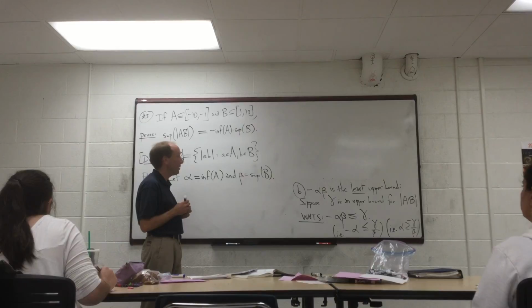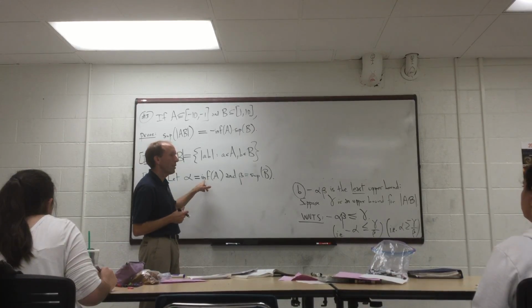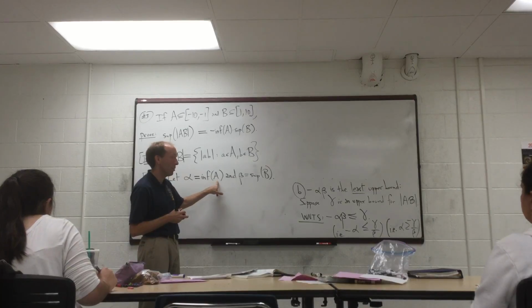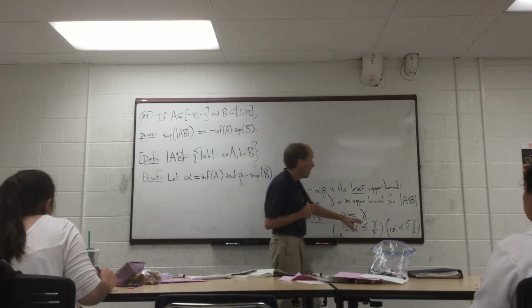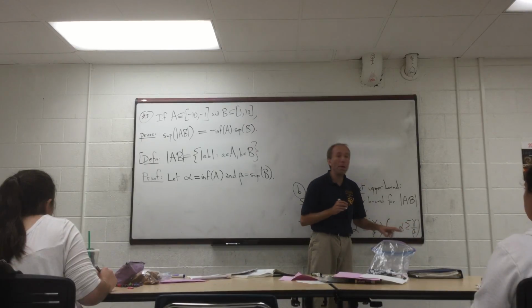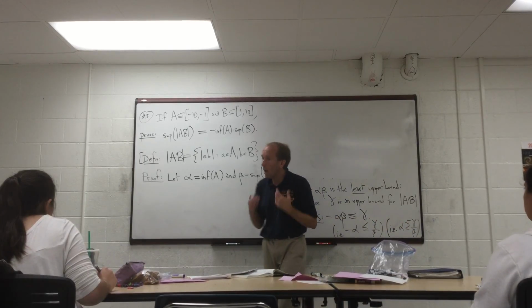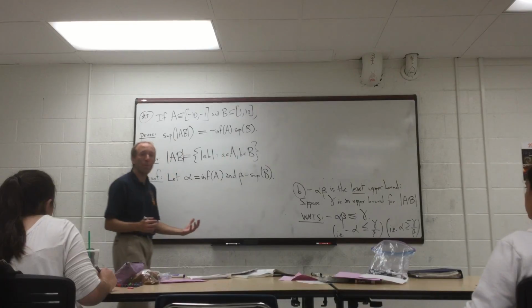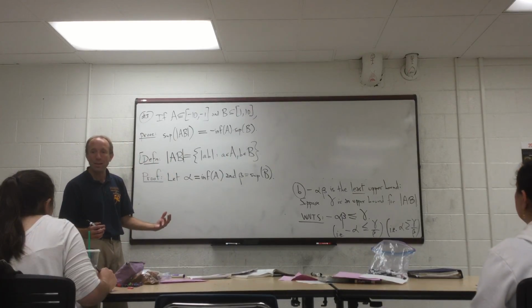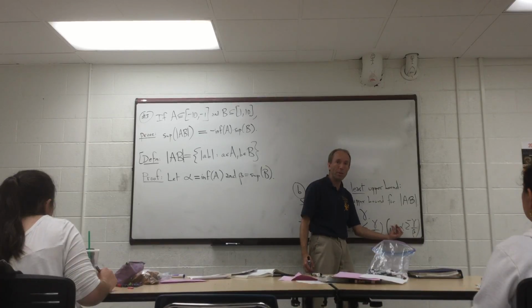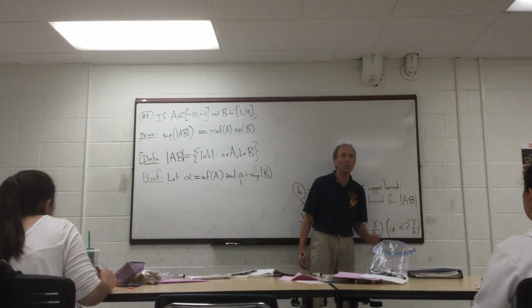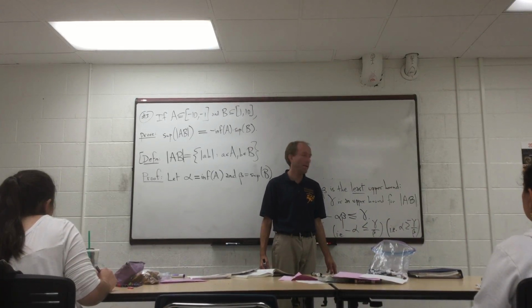Now, remember, what is alpha? Alpha is the greatest lower bound of capital A. So if we could show that negative gamma over beta is a lower bound of capital A, then alpha, by definition being the greatest lower bound, would have to be greater than or equal to negative gamma over beta.